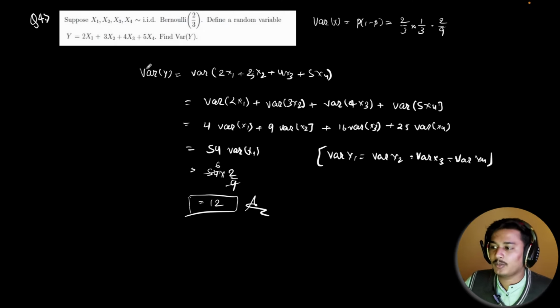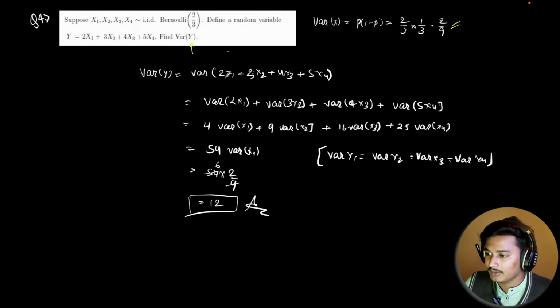Next question. Suppose x1, x2, x3 and x4 are IID Bernoulli 2 by 3. Define a random variable y given by y equals 2x1 plus 3x2 plus 4x3 plus 5x4, and we have to find the variance, okay? So variance is nothing but, if we have Bernoulli, then it's p into 1 minus p. Okay, so when we do this, p is 2 by 3. So 1 minus p is nothing but 1 by 3. Okay, so the variance we will get as 2 by 9.